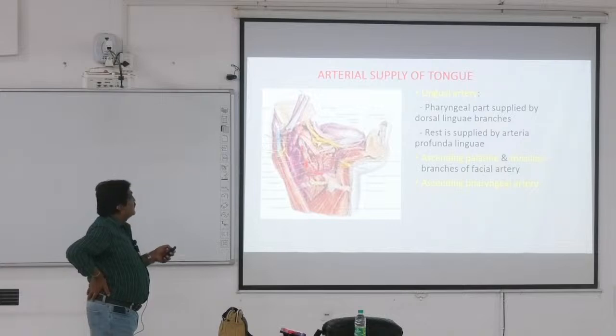Now the arterial supply of the tongue, lingual artery, pharyngeal part supplied by the dorsal lingual branches. Rest is supplied by arteria profunda linguae. And ascending palatine and tonsillar branch of the facial artery, ascending pharyngeal artery.